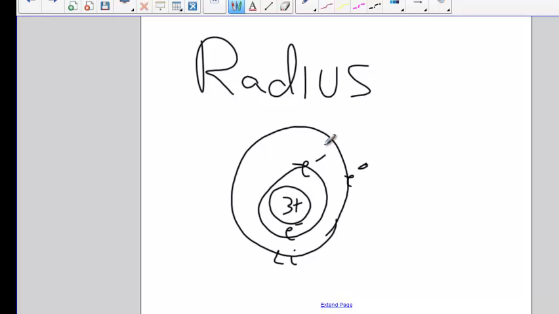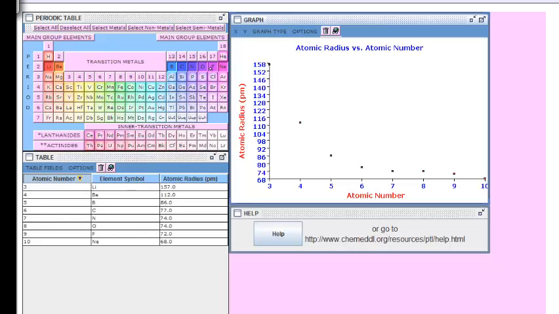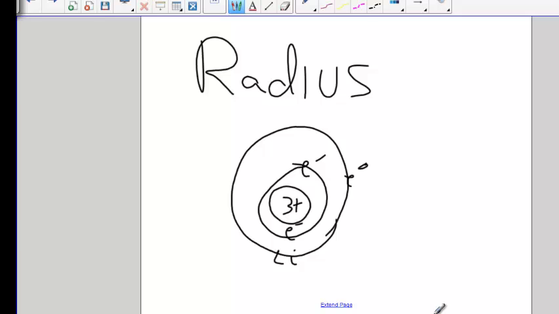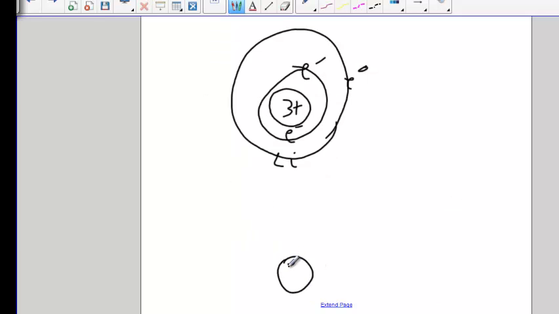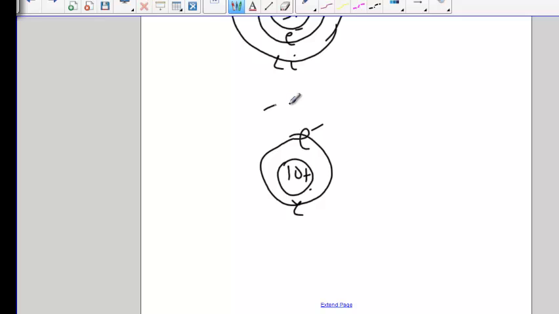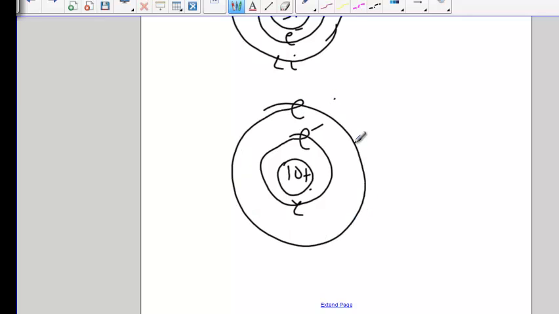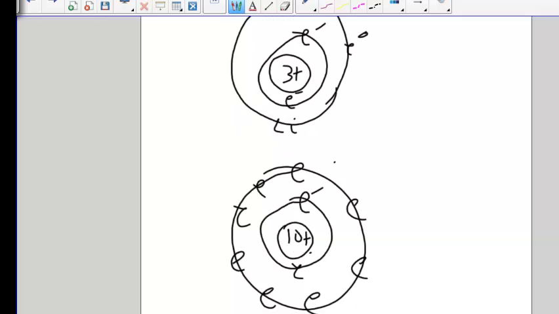Now, at the other end of the column, we have neon. Neon, if you'll recall, has 10 positives in its nucleus. It has the same 2 electrons here in the first ring, but then it has 8 out here. So neon is smaller than lithium because it has this stronger positive pull from the nucleus, pulling these electrons in tighter.